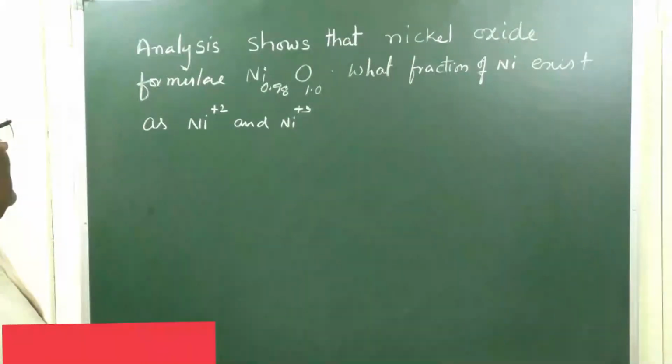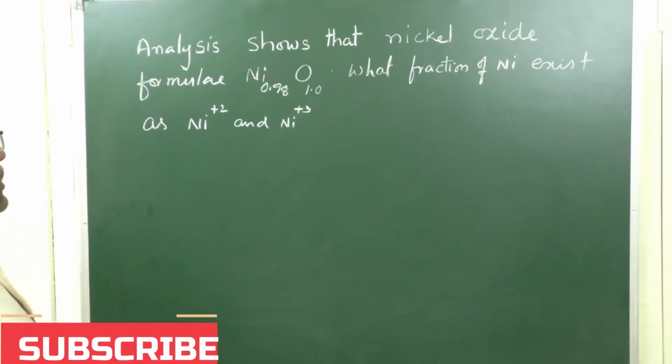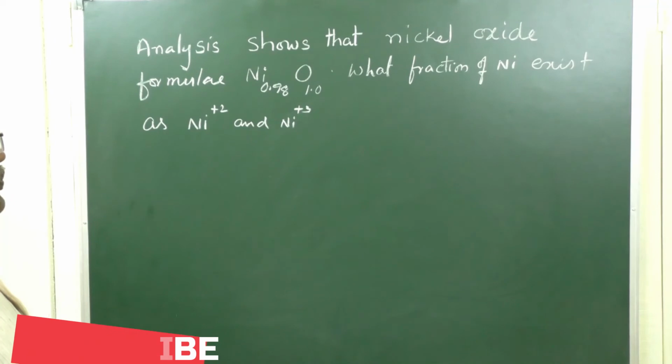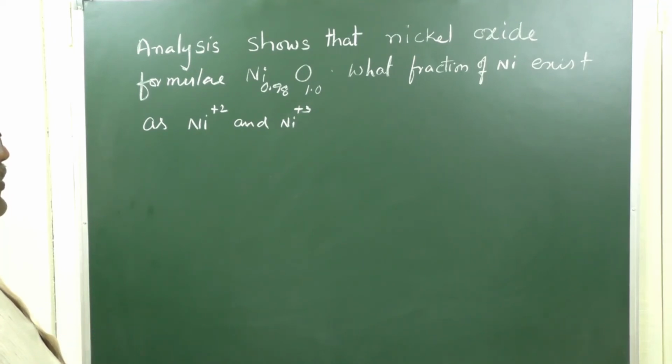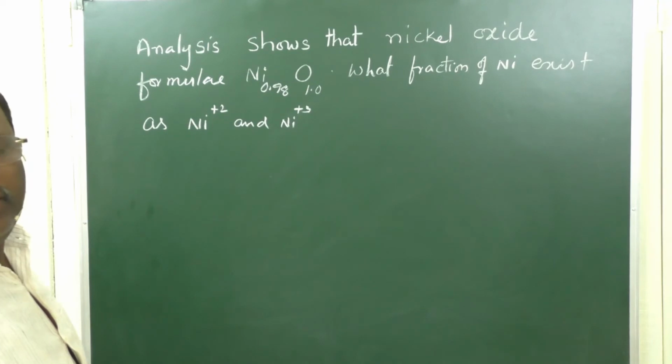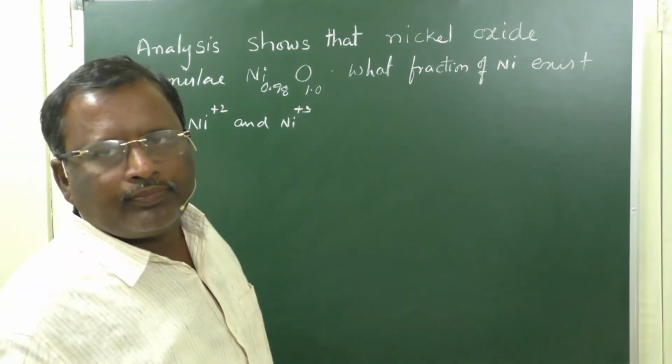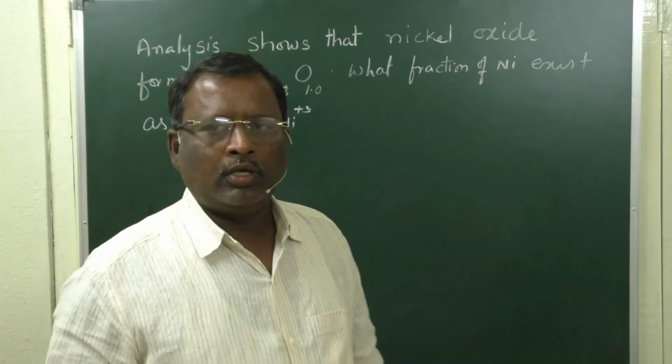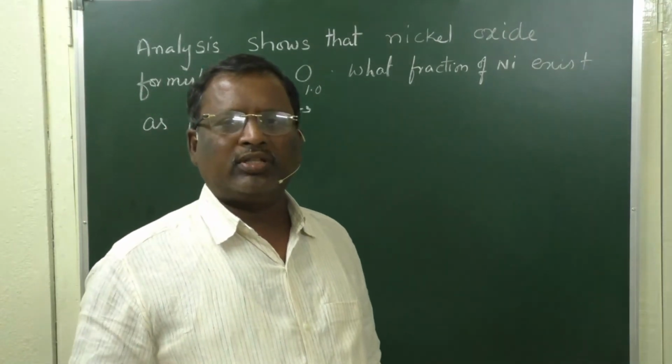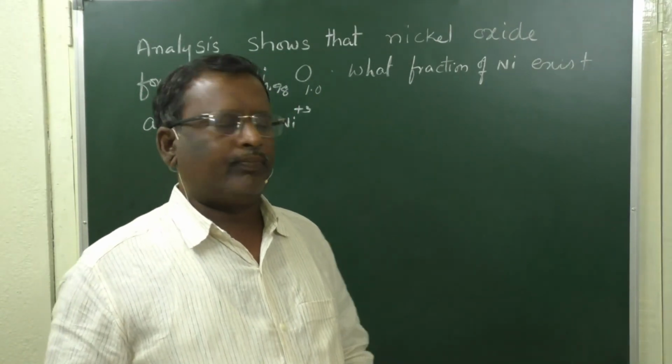Next problem: analysis shows that nickel oxide has the formula Ni 0.98 O 1.0. What fraction of nickel exists as Ni plus 2 and Ni plus 3? This problem is related to crystal defects. We have discussed the defects of the crystal.